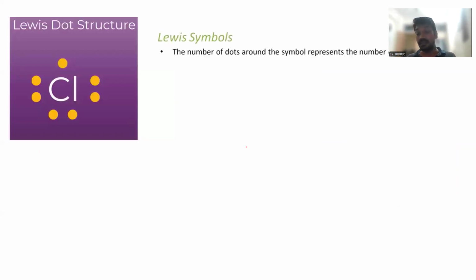Now, what are the Lewis symbols? We know the dot structure: hydrogen we represent with a single dot, an electron. Helium we represent with 2 electrons. Lithium we represent with 3 electrons. Then beryllium we represent with 4 electrons. Then boron we represent with 5 electrons. So this representation with electrons is the Lewis dot structure.